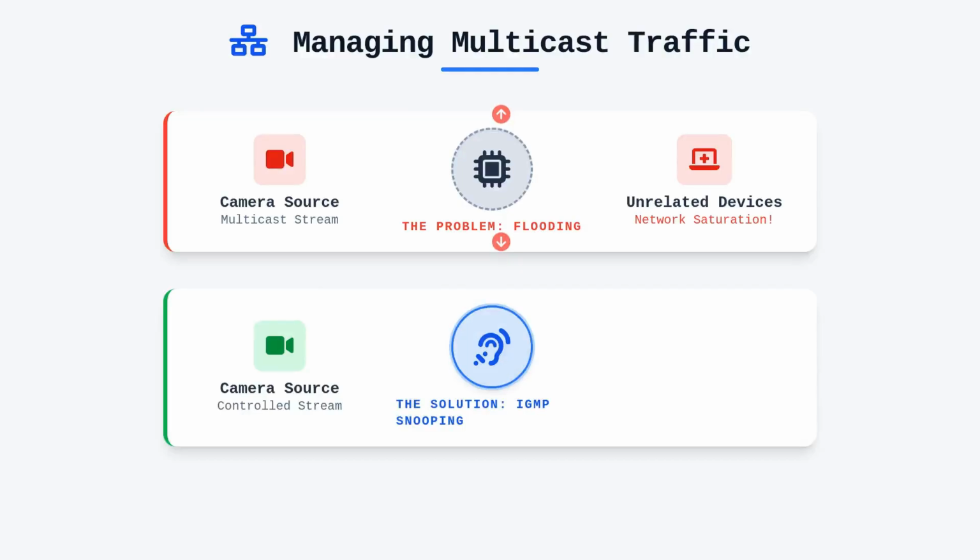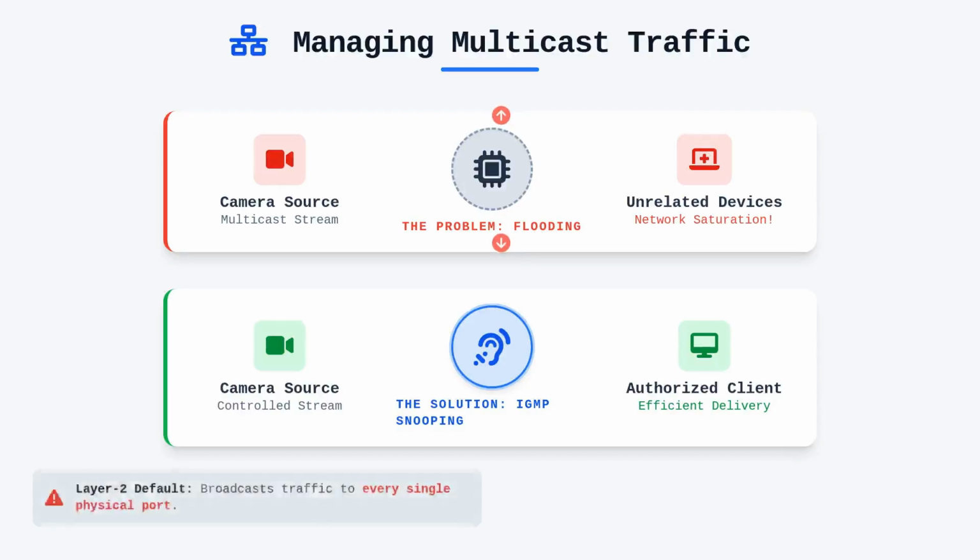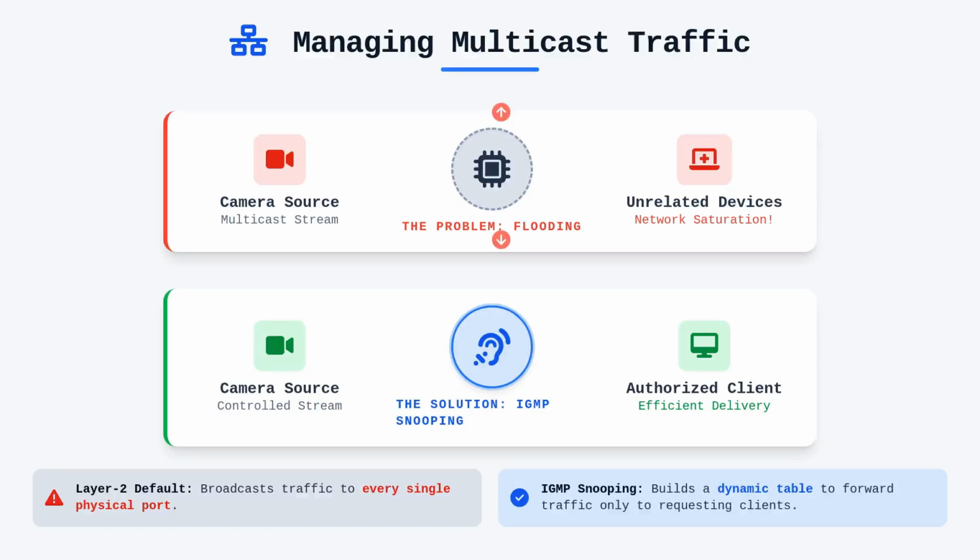To mitigate this, we rely on Internet Group Management Protocol, or IGMP, snooping. IGMP snooping allows an intelligent switch to listen to the communication between clients and multicast routers to build a dynamic table of which ports are actually requesting the stream.